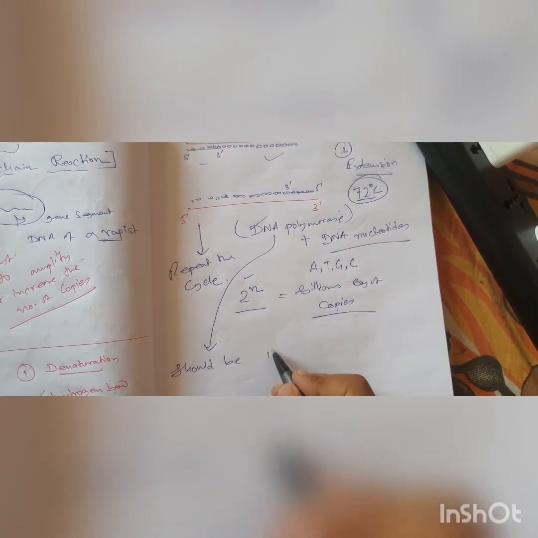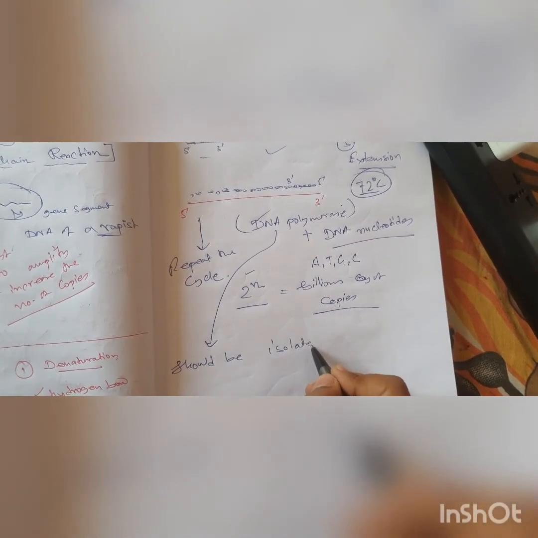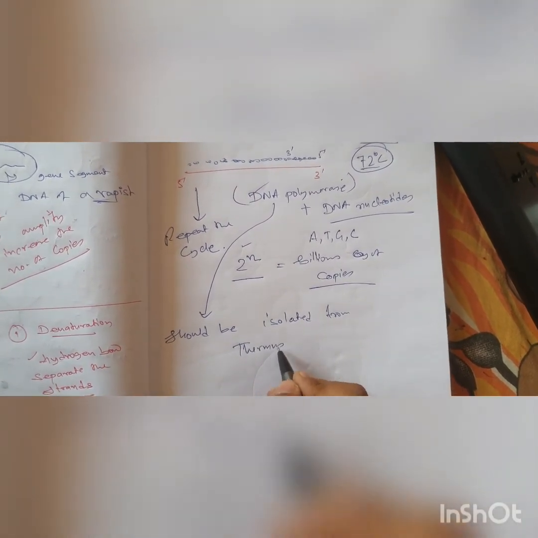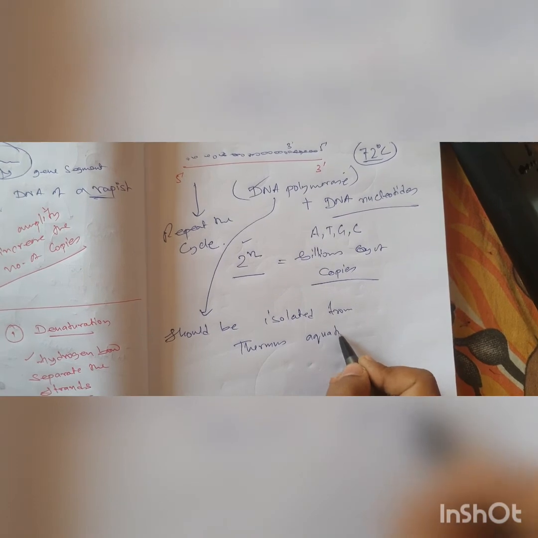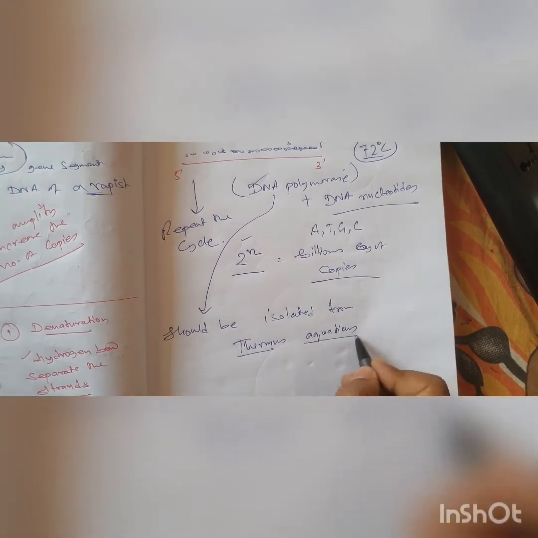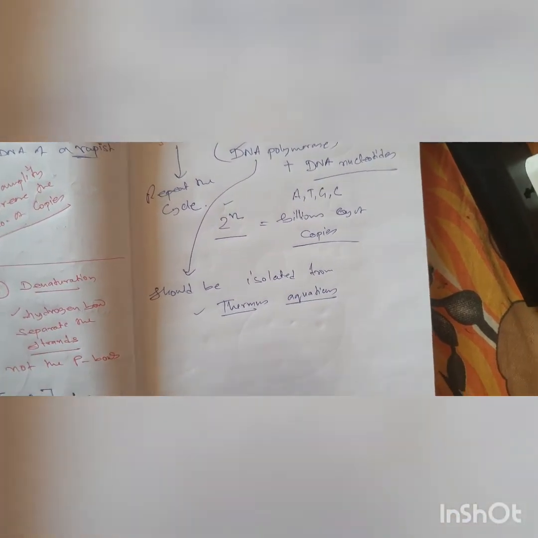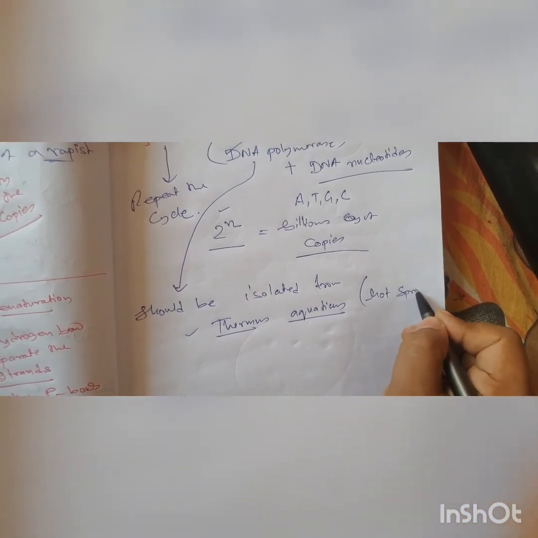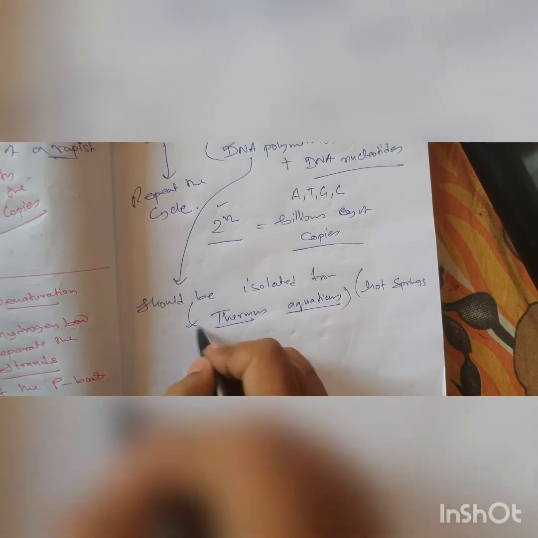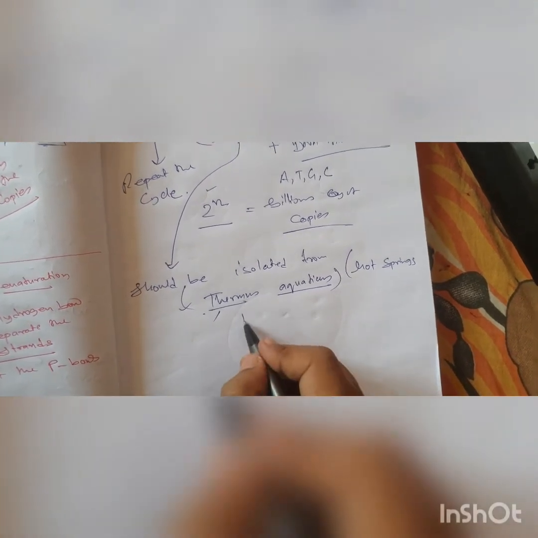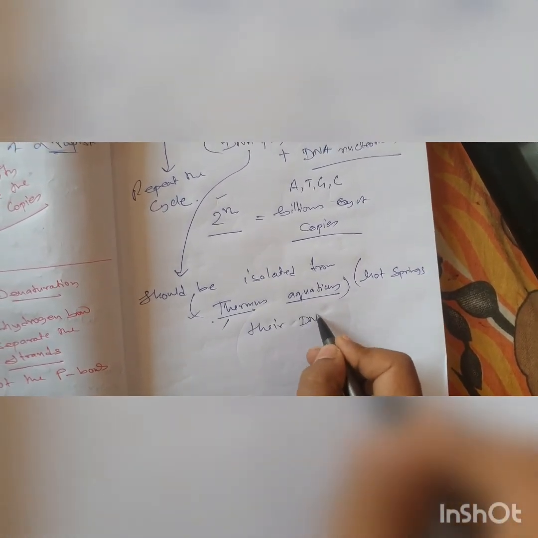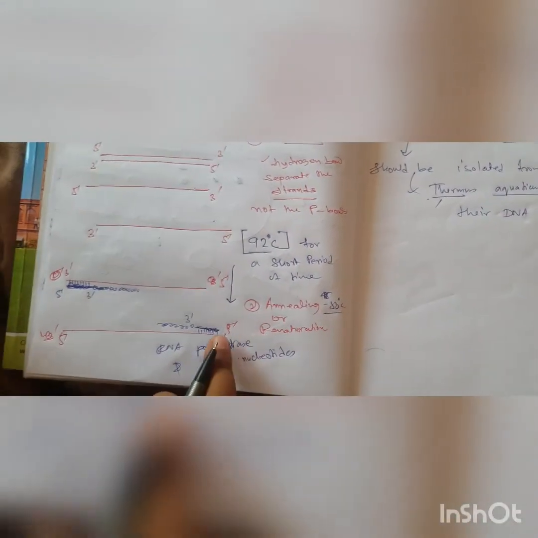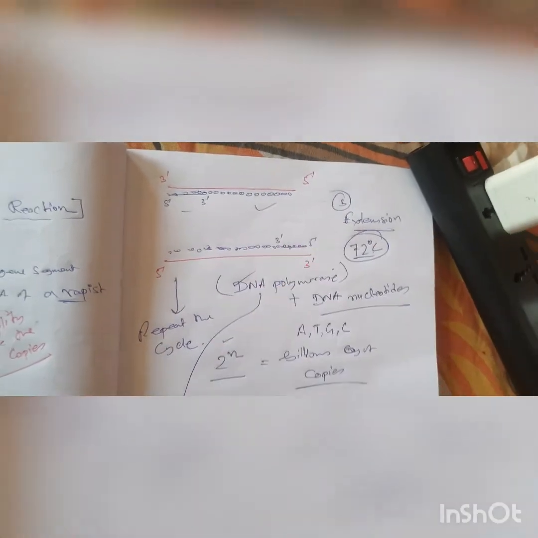the DNA polymerase isolated from the bacteria Thermus aquaticus. Thermus aquaticus is a bacteria which loves to live in hot springs. So they can endure high temperature. So their DNA polymerase will not be degraded at a temperature of 72 degrees Celsius where the reaction is going on.